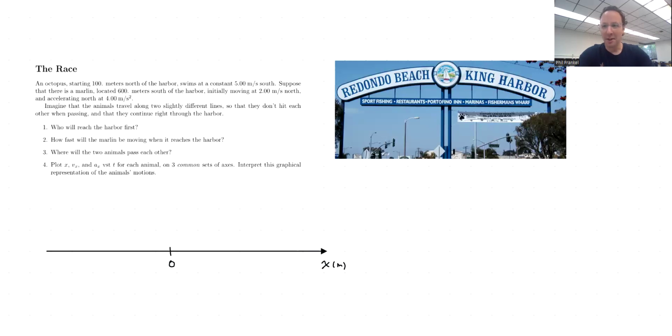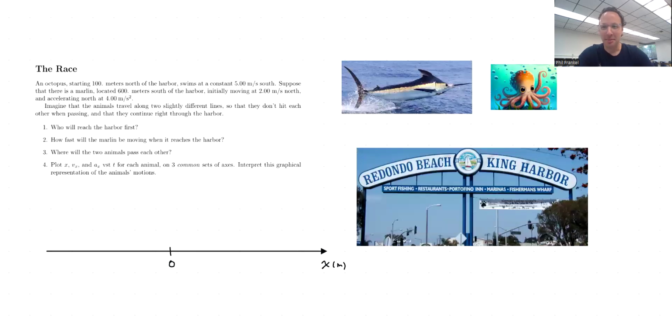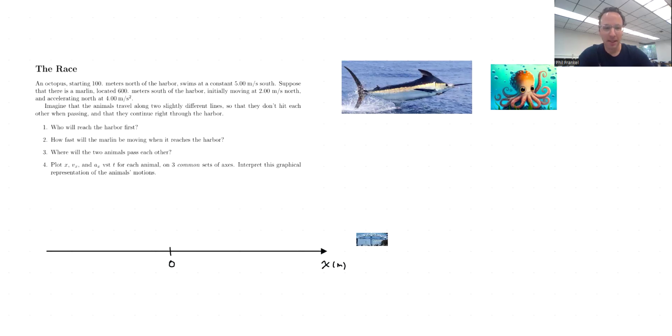All right, hopefully you said the harbor. The octopus is north of the harbor, the marlin is south of the harbor. The initial positions of the two animals are given relative to this thing called the harbor. So we should place the harbor at the origin of the coordinate system. I have a little picture here of the Redondo Beach marina sign, and oh, look at that, I've got my two characters behind there, the marlin and the octopus. Let's shrink all this down. So the harbor is located at x equals 0.